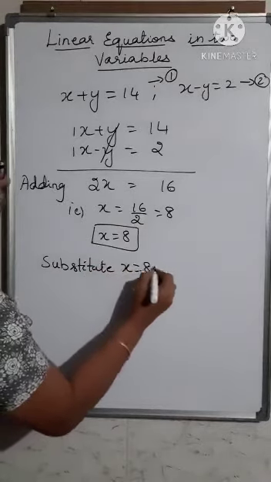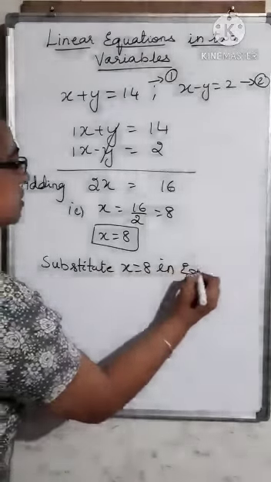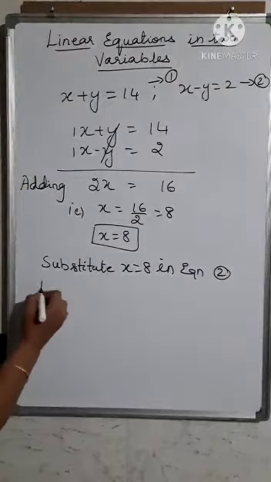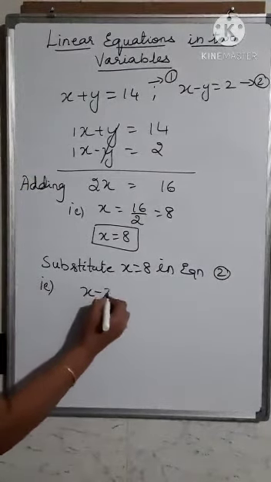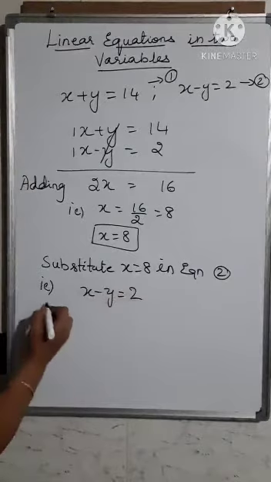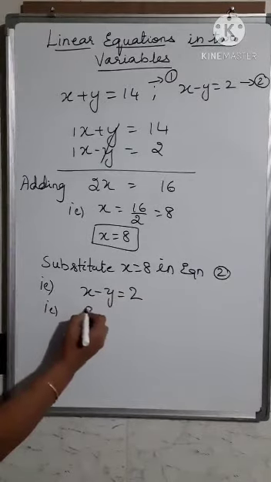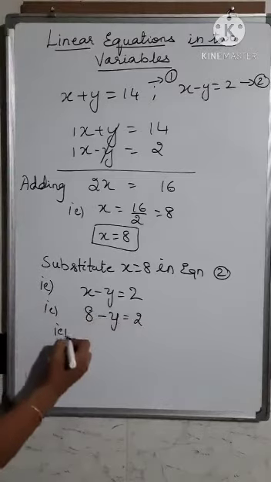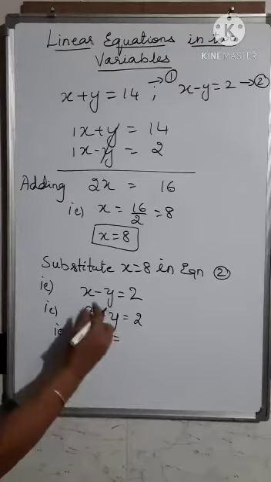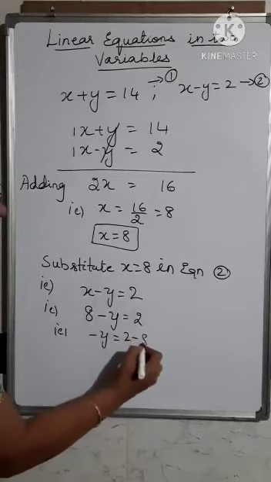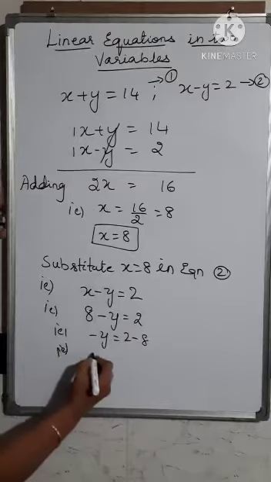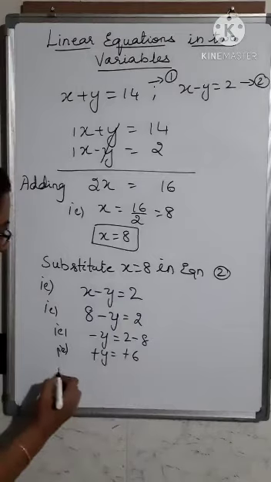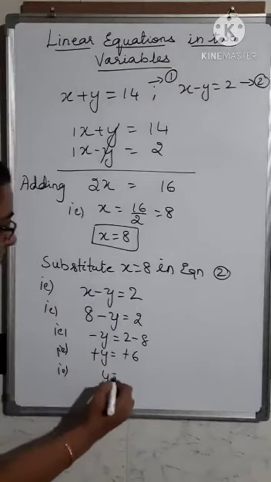Substitute x is equal to 8 in equation 2. So what is equation 2? First we will write down equation 2: x minus y is equal to 2. So substituting the value of x as 8, 8 minus y is equal to 2. Now you want the y value, so minus y is equal to, take 8 to the other side. So you get minus y is equal to minus 6, cancel minus on both sides, so you get the value of y is equal to 6.